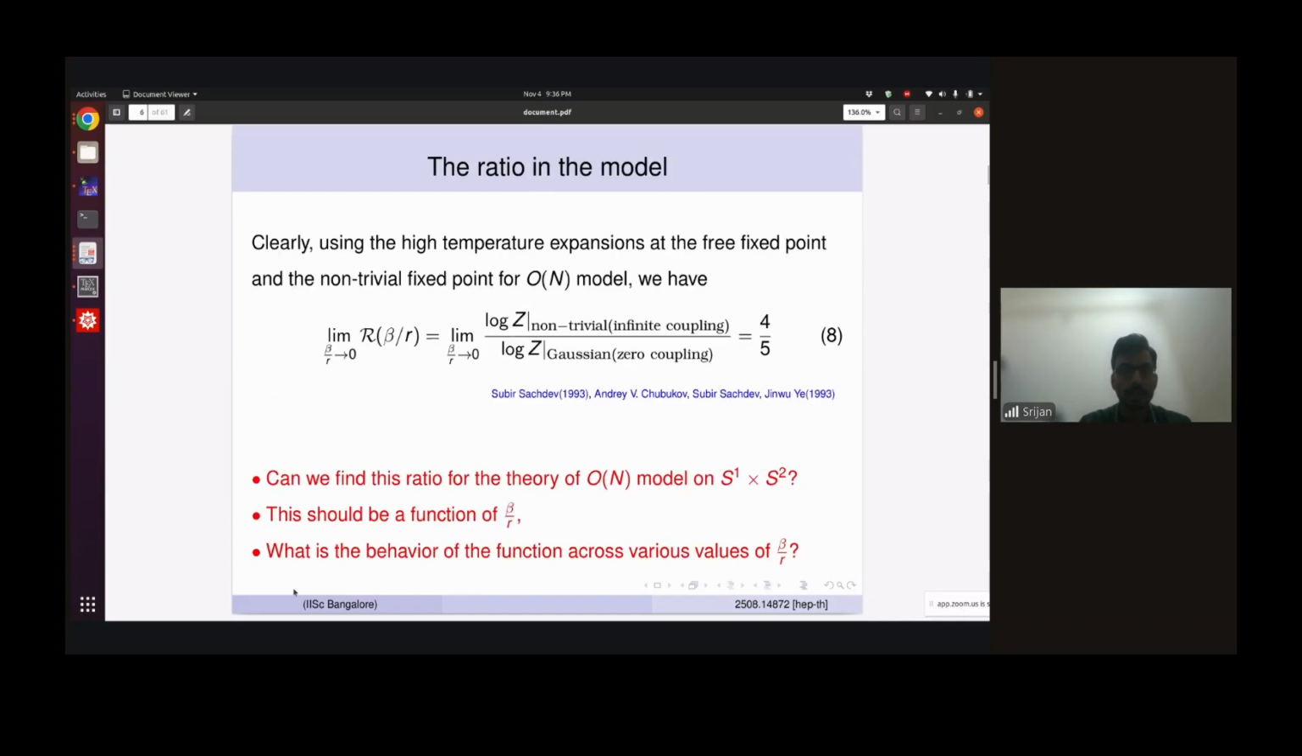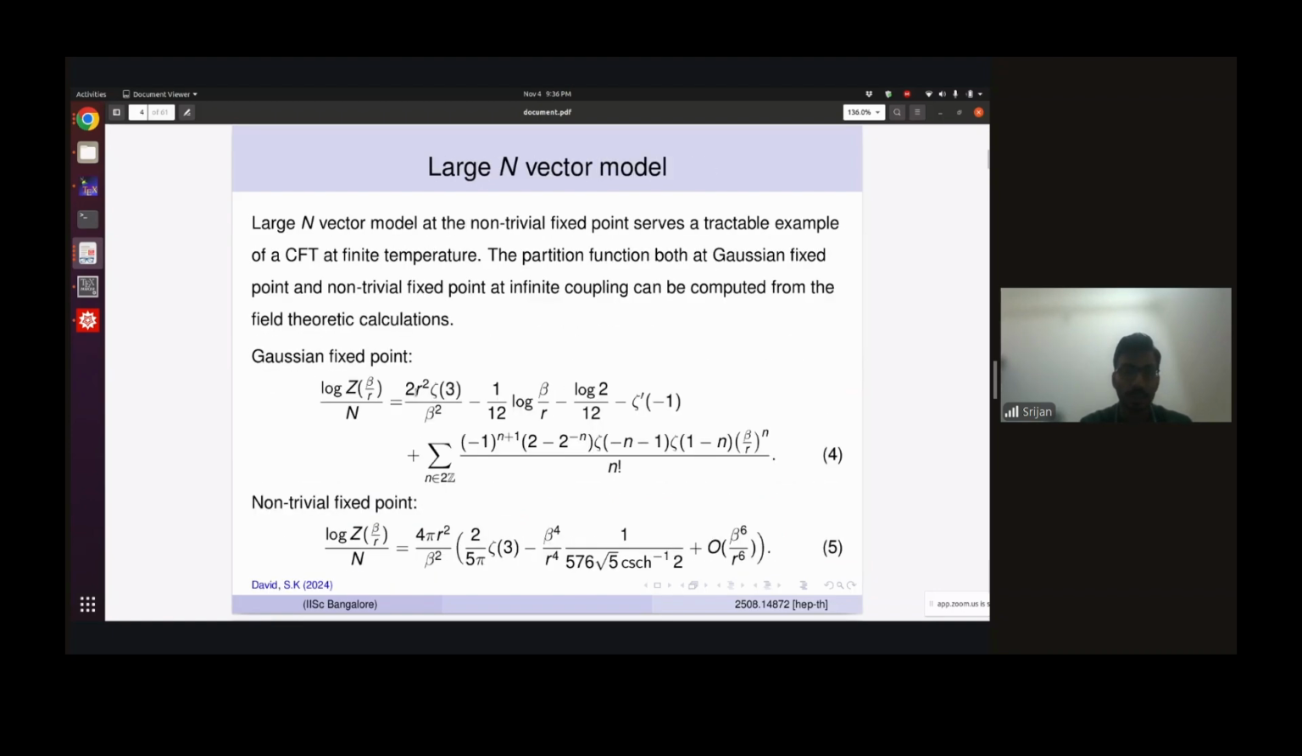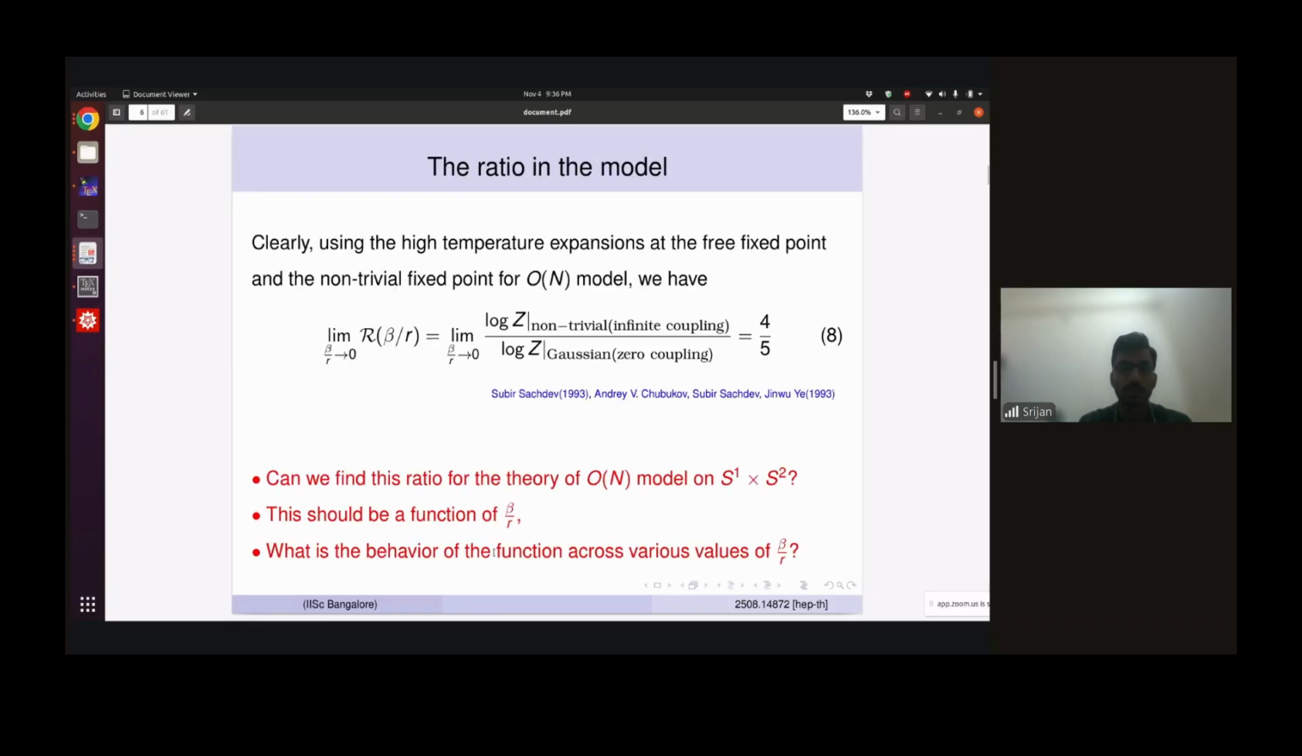So then let's go back to our model, the Wayne model. In the Wayne model also, this ratio at the strict high temperature limit has been found to be 4 by 5. Okay, which is very trivial from here. You can just look at the leading most term from equation 4 and equation 5, and take the ratio, and it comes out to be 4 by 5.